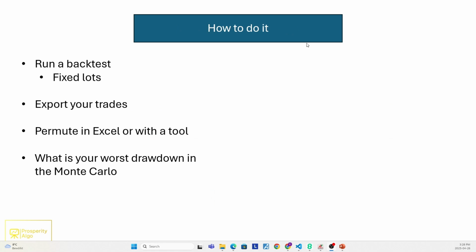So how exactly would you run a Monte Carlo simulation? The first thing you have to do is run a backtest. The most critical part here is to run a fixed lot backtest. The reason why is that if you're using a percentage of your balance, unfortunately, the lot size is going to scale as you become more successful.